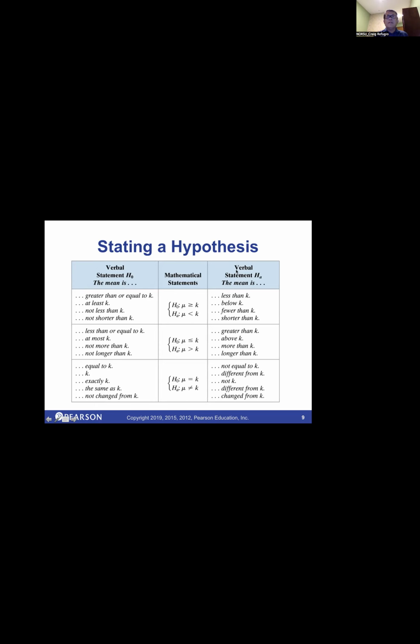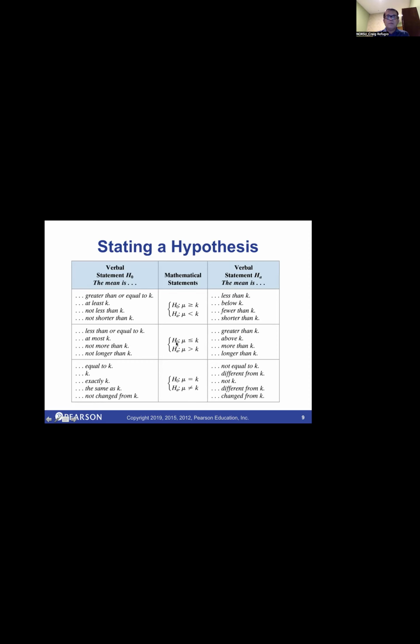Next, for the verbal statement of HA in the first pair, mu is less than K. So it can be stated as less than K or below K, fewer than K, or shorter than K. These are the variations of this HA, mu is less than K. So we have the second pair.